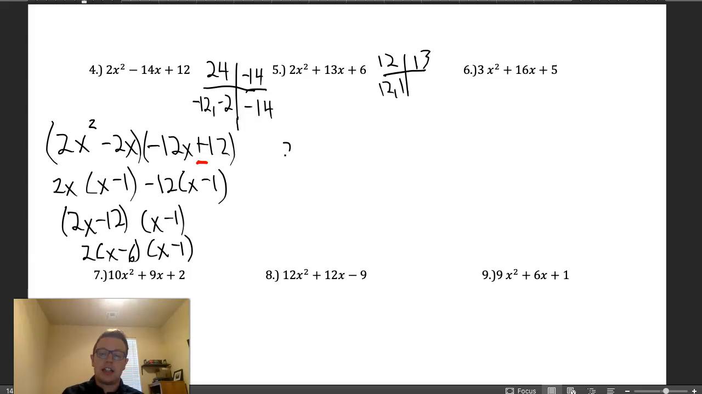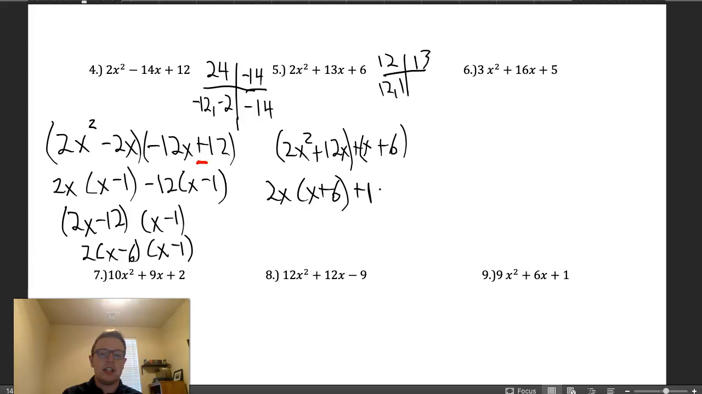When we do this out, we're going to get 2x squared plus 12x plus x plus 6. Throw everything in parentheses, and let's see what we can pull out. From this first one, we pull out a 2x, and that leaves us with x plus 6. For our second one, we pull out nothing, meaning we pull out a 1. And we're left with x plus 6. Meaning our solution for this is 2x plus 1 times x plus 6.